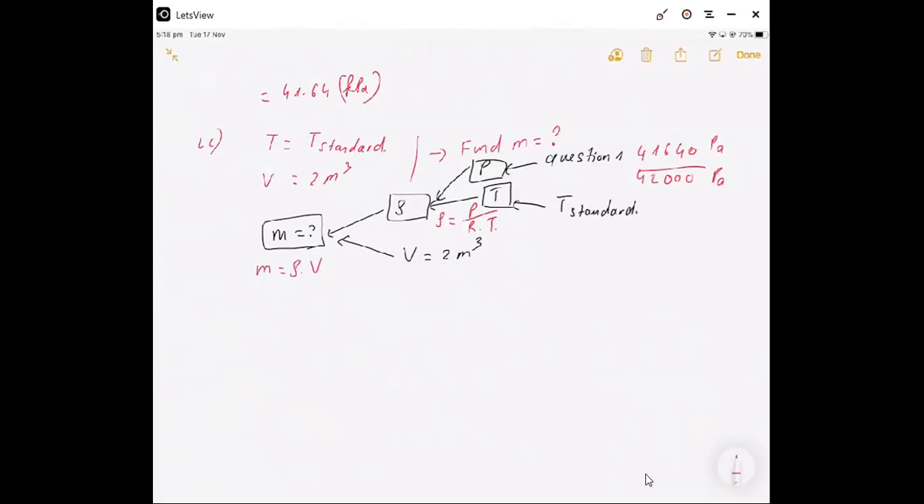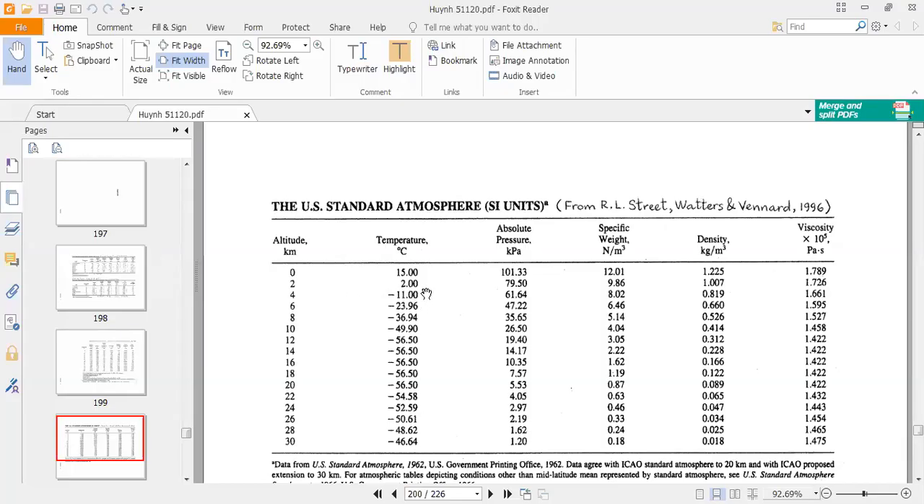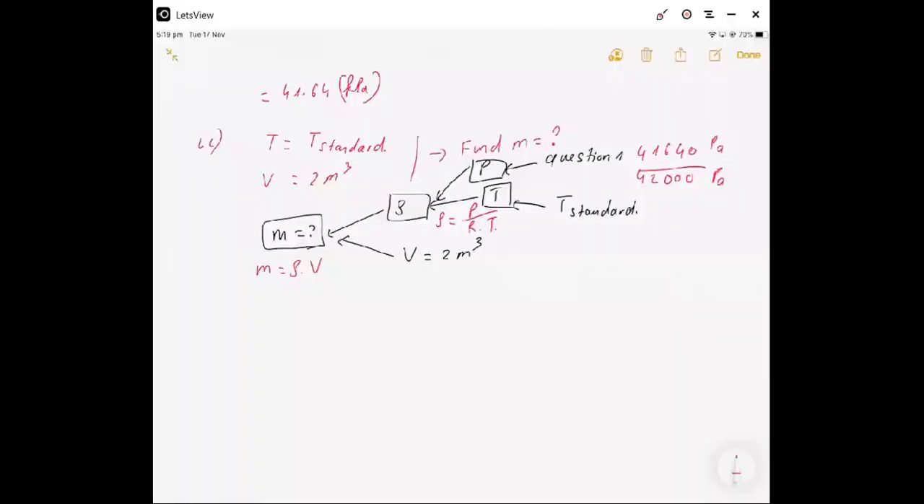So at 4 kilometer altitude here, we have the temperature. So you see, standard atmosphere at 4 kilometer altitude is minus 11 Celsius. Okay, so this one is minus 11 Celsius, or equal to minus 11 plus 273, or this one is 263 Kelvin. Okay, 263 Kelvin.